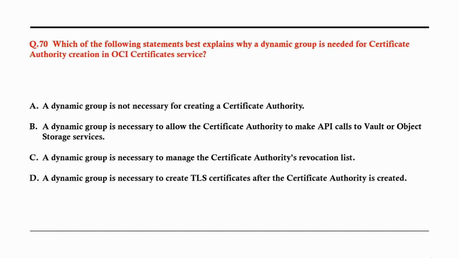Question 70. Which of the following statements best explains why a dynamic group is needed for certificate authority creation in the OCI Certificate service? The correct answer is answer B. A dynamic group is necessary to allow the certificate authority to make API calls to the Vault or Object Storage service.